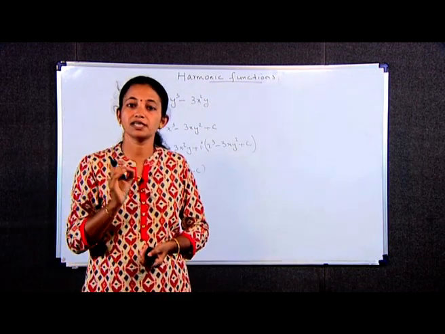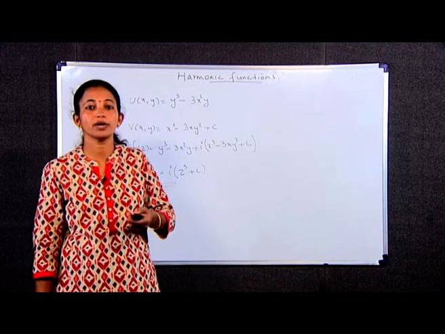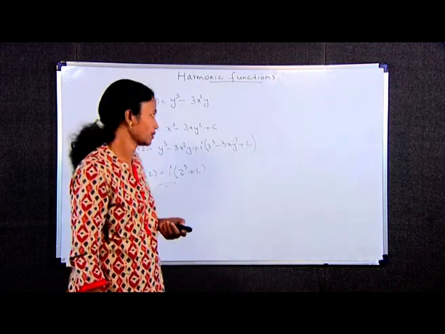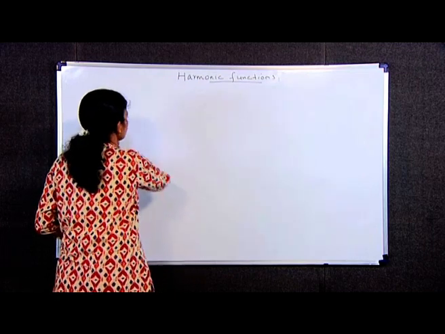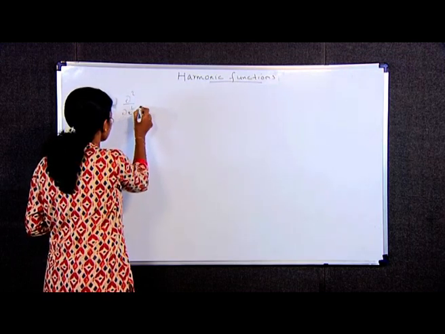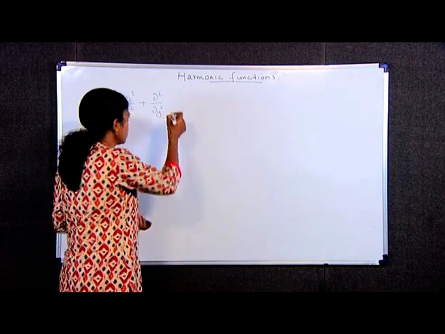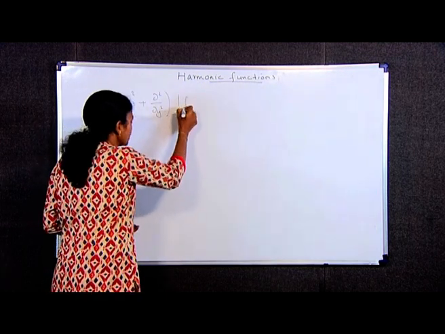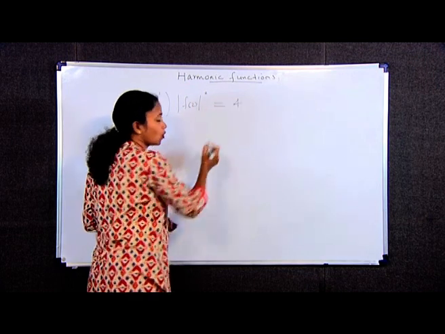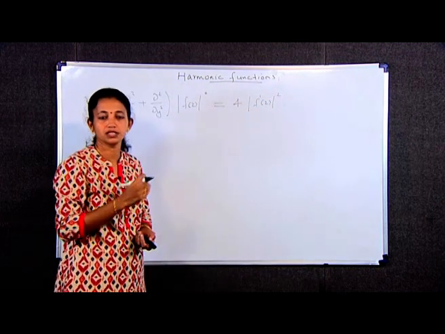Next example: if f(z) is analytic, then we have to prove that (∂²/∂x² + ∂²/∂y²) |f(z)|² = 4 |f'(z)|². This is what we have to prove.